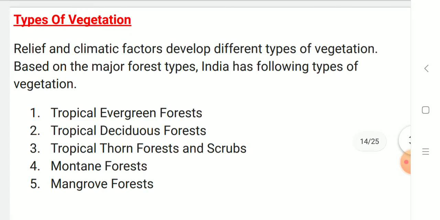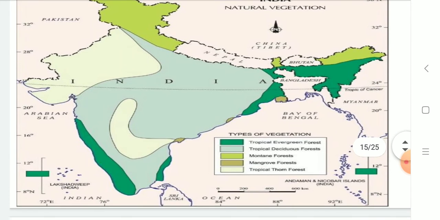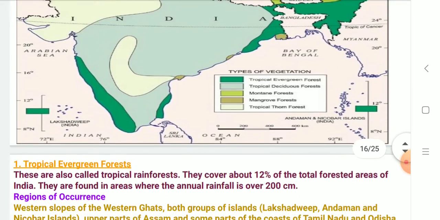Types of vegetation. There are mostly 5 types of vegetation, which are tropical evergreen forest, tropical deciduous forest, tropical thorny forest and shrubs, montane and mangrove forests. This is a map of various types of vegetation that is present in India.